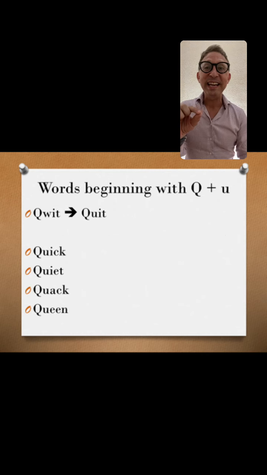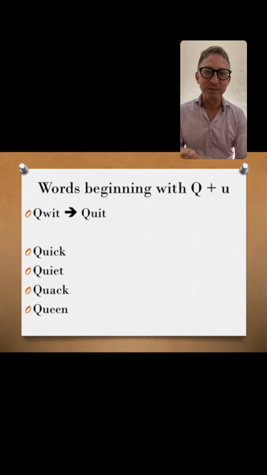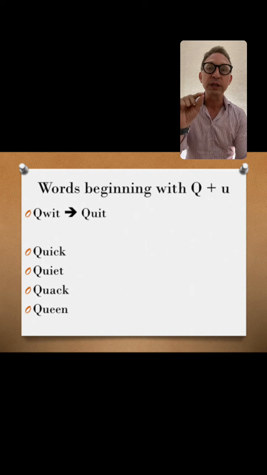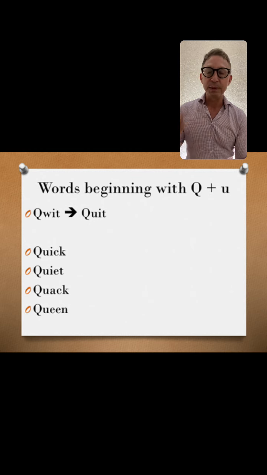Words that begin with Q always follow with a U. It's always a U. Now, if you play Scrabble, this word game, you'll know that some words don't. But any normal word that you will ever use in conversation, if it begins with a Q, it's followed with a U. So we have quit. The misspelled word was quit. The correct spelling is Q-U-I-T. But then we have a lot of others: quick, quiet, quack, a duck quacks, and then we have queen.